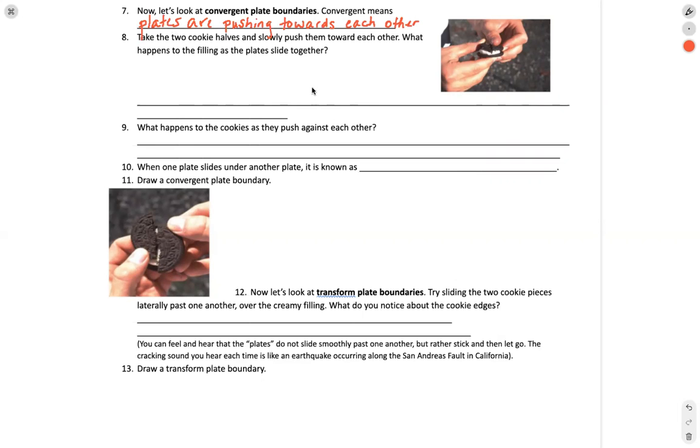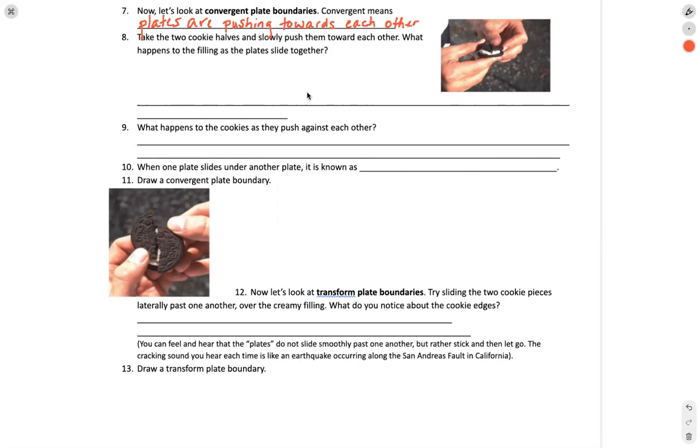Number 8, explain what happened to the filling when she started to push the two cookie halves together. So tell me what happened to that filling, how it came up to the middle, it started to form almost like a mountain peak. Number 9, what happened to the cookies? So after she pushed together, that filling started to come up from the middle. She kept pushing, and what happened to those cookies? They actually started to come up as well.